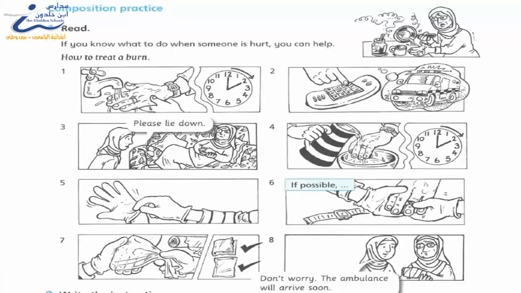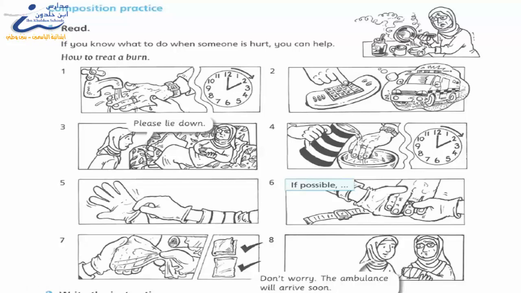This is page 89. Composition practice. Number 1, read. If you know what to do when someone is hurt, you can help. As you see in the first picture, the woman was cooking or doing something hot, and while pouring it, she poured it on her hand. So she has a burn. How to treat a burn?